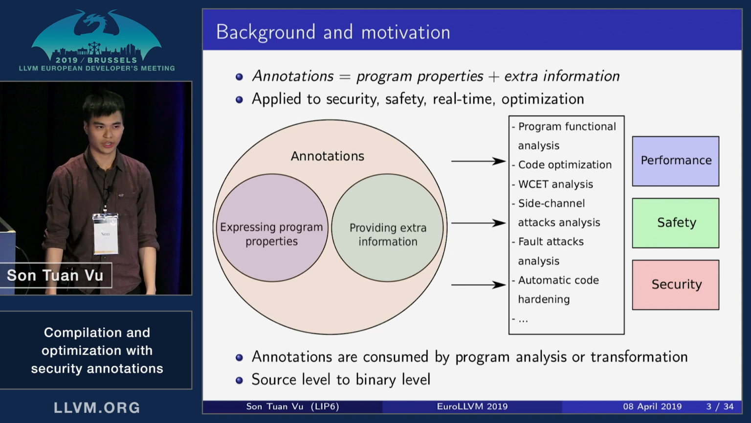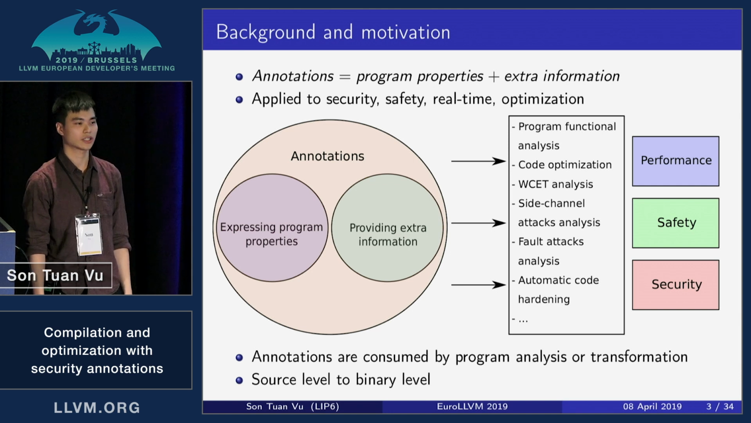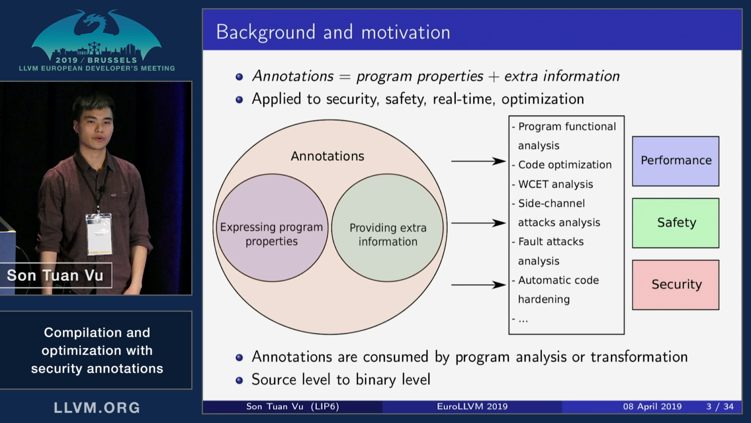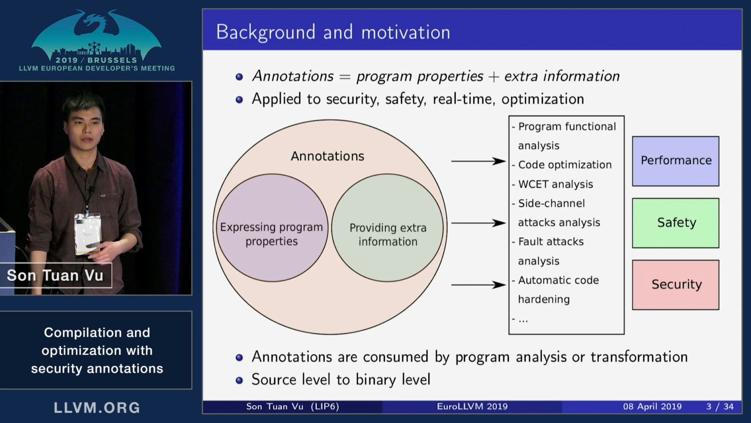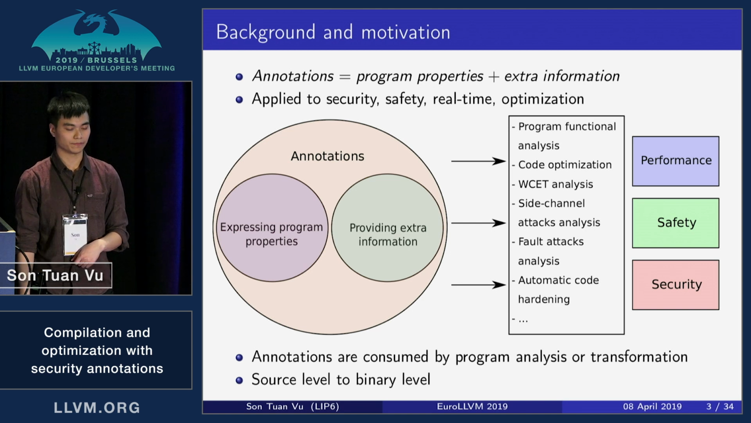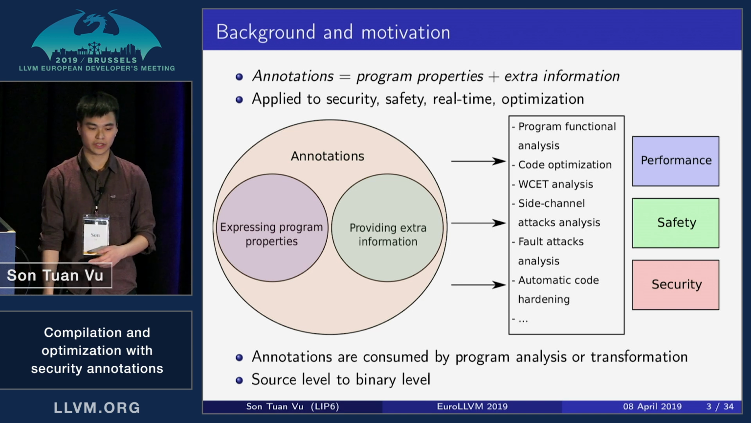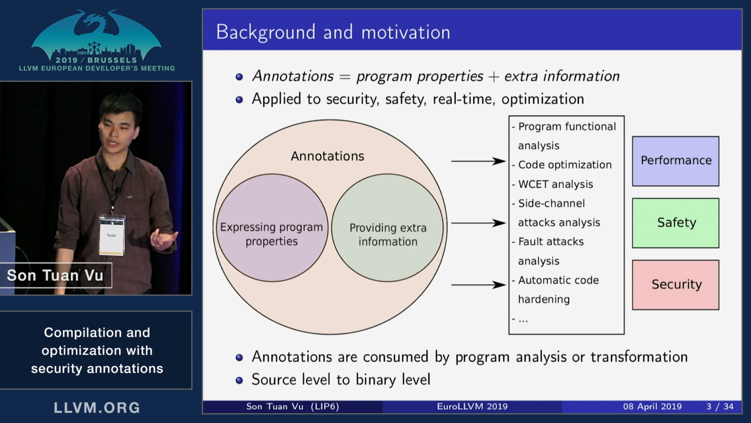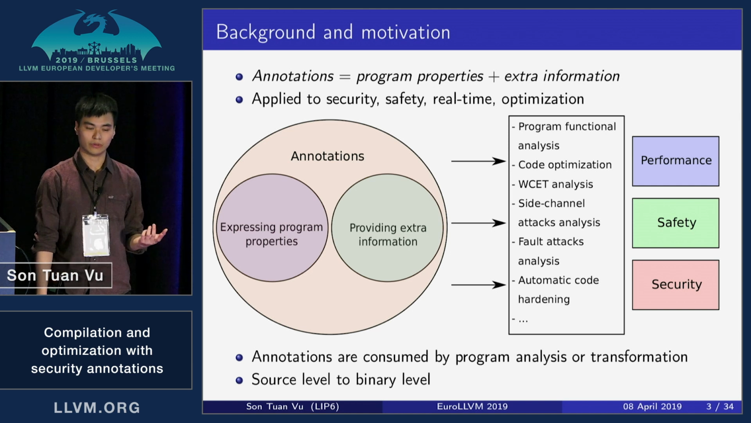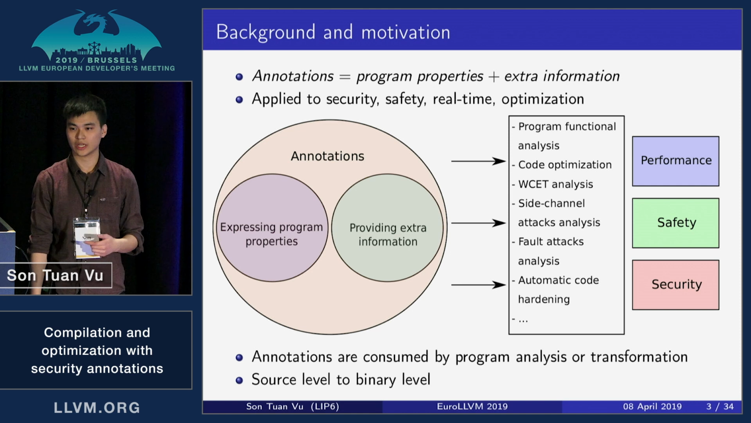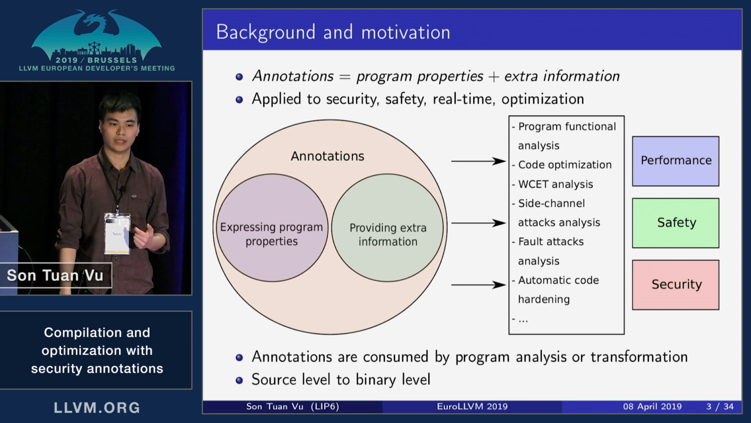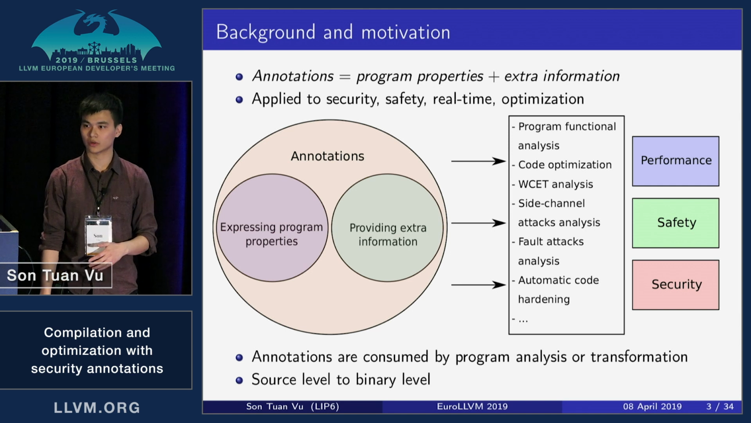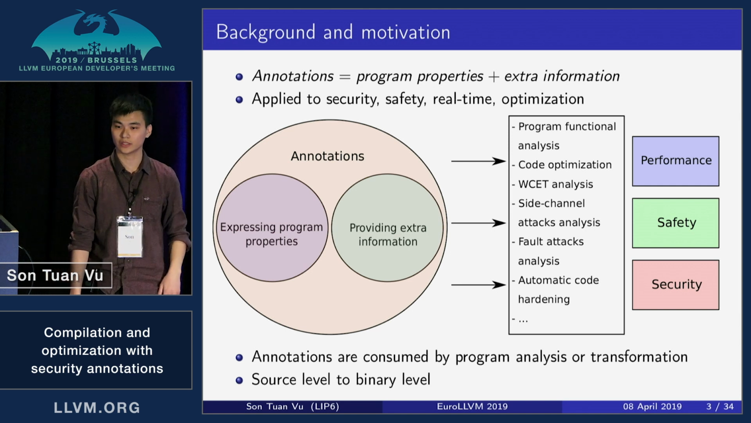Program analysis and transformation tools often need additional information that they can't directly infer from the code. So annotations are used to provide the extra information to these tools. And the need for annotations may concern different application domains. For example, WCET tools (worst case execution time) need to know about the program flow information in order to perform their analysis.